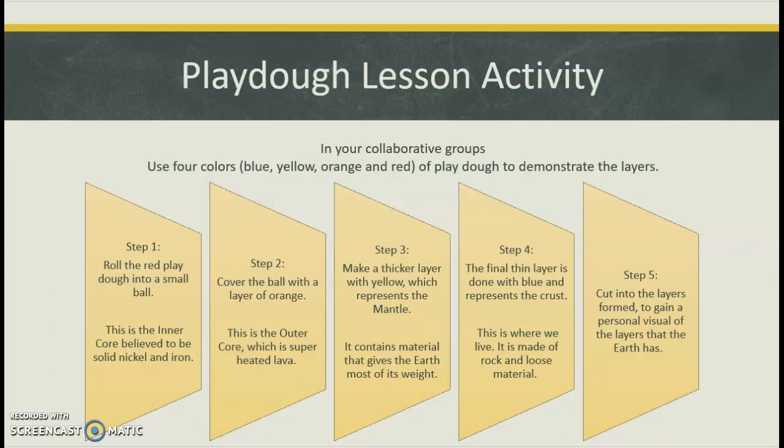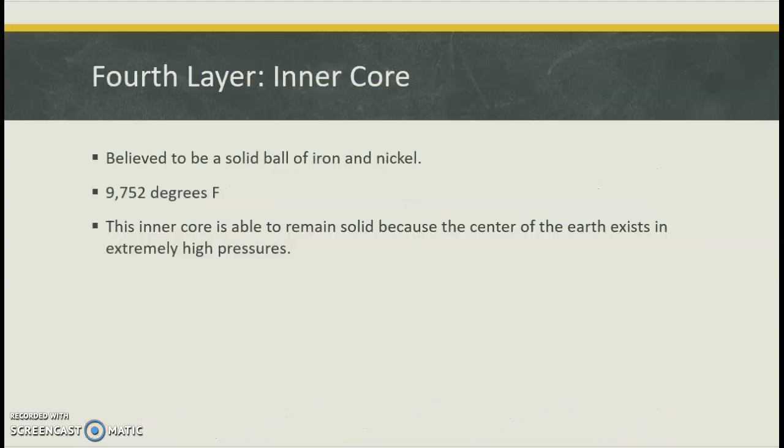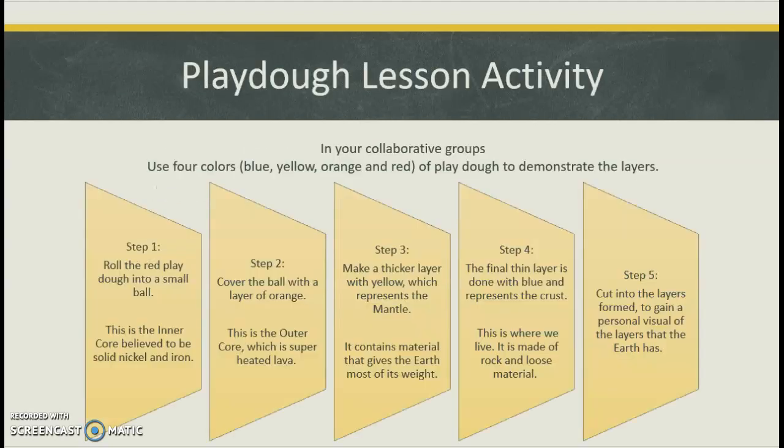So step 1, you're going to roll the red Play-Doh into a small ball. This small ball is going to represent the inner core. Remember, the inner core is that hot 9,752 degree ball. So we are going to create that inner core. Step 2, we are going to cover that inner core with the layer of orange. So we're going to use the orange Play-Doh, and we're going to cover that red ball, and this is going to be representing the outer core.